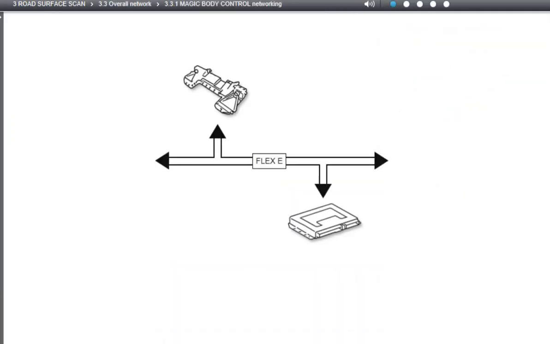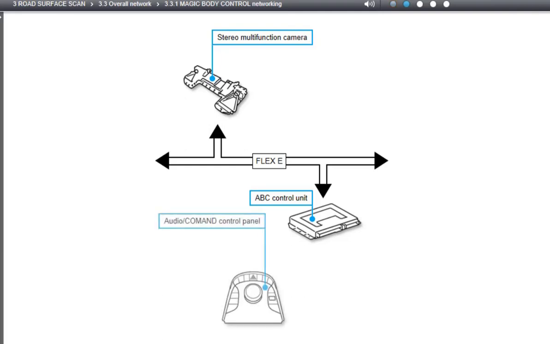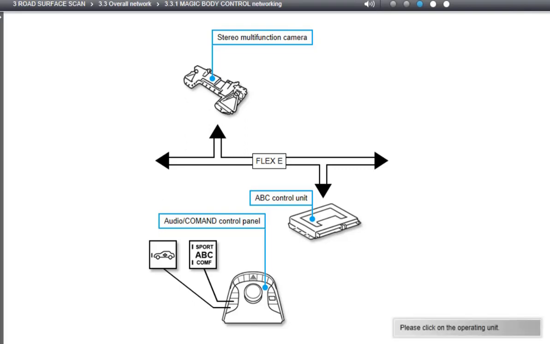For use of the Magic Body Control Suspension and Damping System, the Active Body Control unit is networked with the stereo camera by the chassis FlexRay. The control buttons for setting the vehicle level and the desired suspension setting belong to the Audio Command control panel. Please click on them for a description of the transmission path of the corresponding user input.